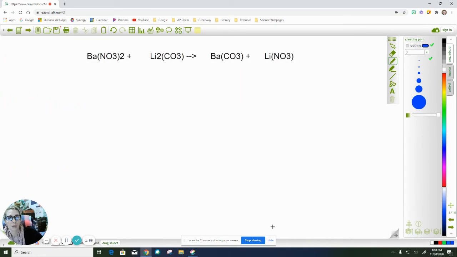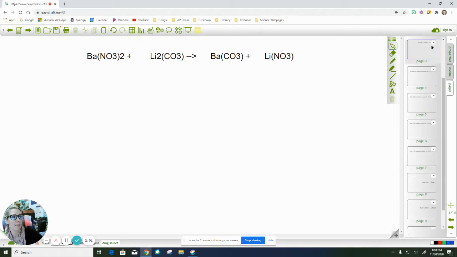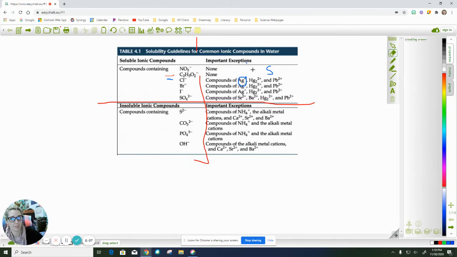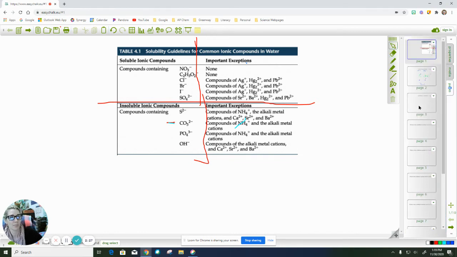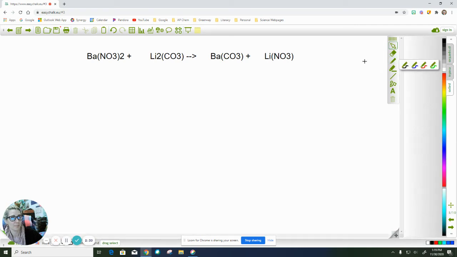Okay. Let's look at barium nitrate and lithium carbonate, making barium carbonate and lithium nitrate. We go back. So we had barium carbonate. Carbonates form solids. Is barium an exception? Barium is not ammonia and not a group 1 metal, so barium carbonate is our solid. Which automatically means lithium nitrate is my aqueous solution.